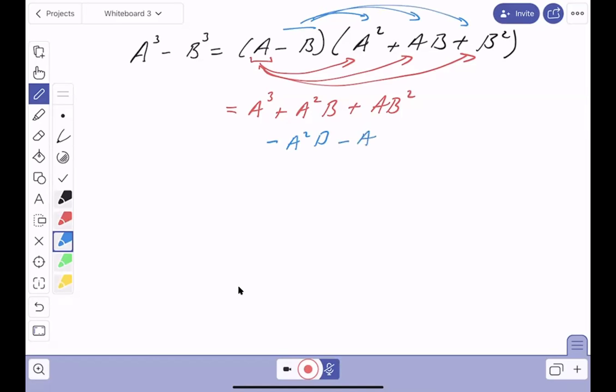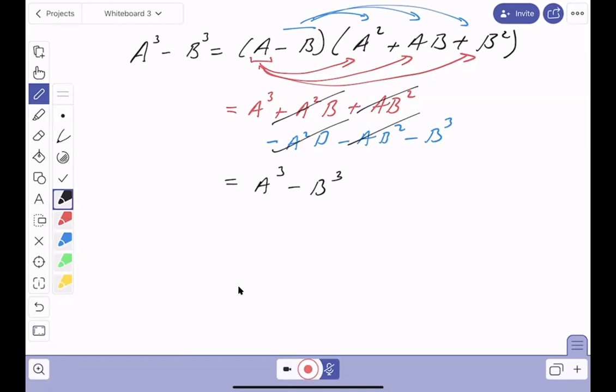minus AB squared. And then what do you get? Minus B times B squared is going to be minus B cubed. If you were to combine like terms there, what would you get? A cubed minus B cubed. And why is that? These terms are disappearing. All right, so we get something pretty simple.